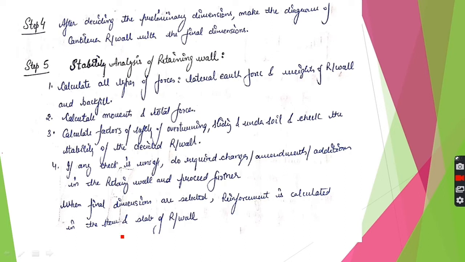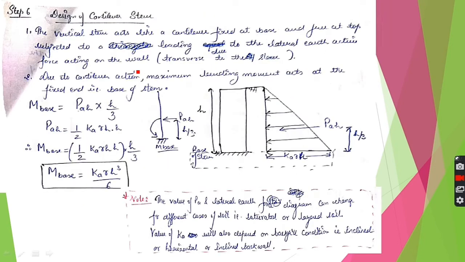So I hope up to this point you are clear. You decide all the dimensions on the basis of assumption, and then you check its stability, and after that the stability checks are found to be okay. This means that your retaining wall is stable. Now you can provide the necessary reinforcement in the retaining wall components. So first we will start with the design of retaining wall stem.